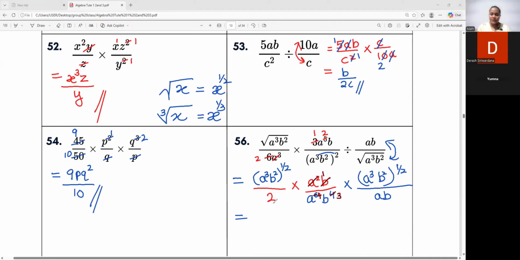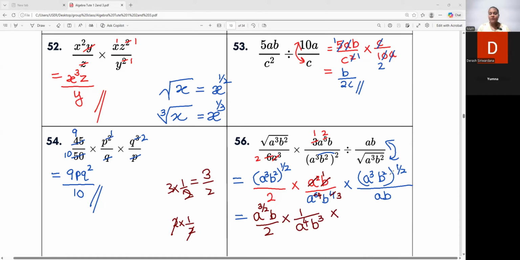A to the power 3 times half. 3 times half, it's like 3 over 2. A to the power 3 over 2. Then b to the power 2 times half. 2 and 2 get cancelled. It's 1. So b to the power 1 over 2, times 1 over a to the power 4, b to the power 3.